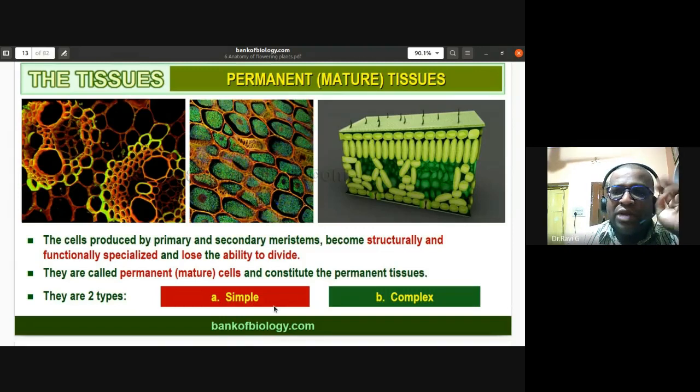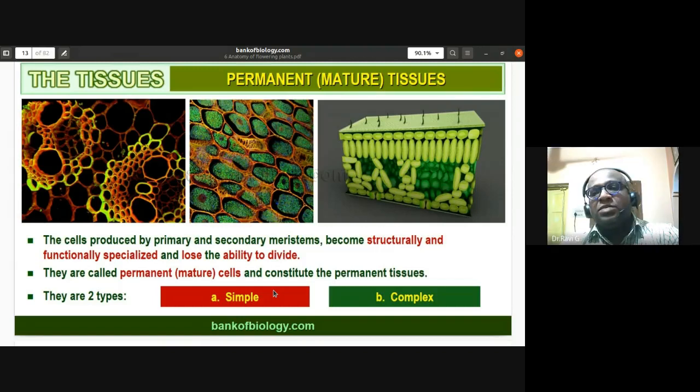There are two types of permanent tissues, the simple permanent tissue and the complex permanent tissue. In the case of simple permanent tissue, it is a homogeneous layer of tissues. Already you know the definition of tissue: tissues are a group of cells having common structure, origin, and function. Homogeneous in the sense they are similar in shape and size, their function is the same, their origin is the same. So simple permanent tissue is homogeneous in nature.